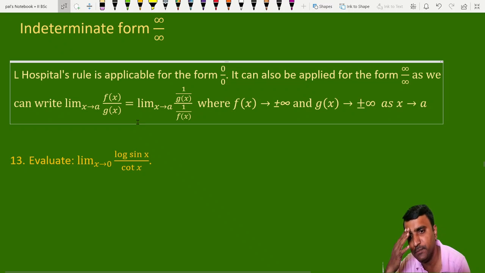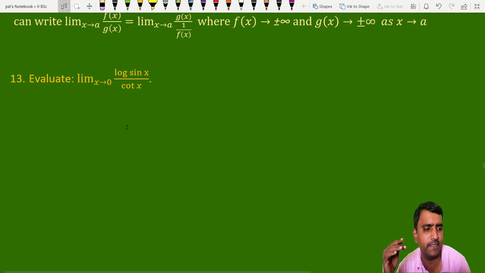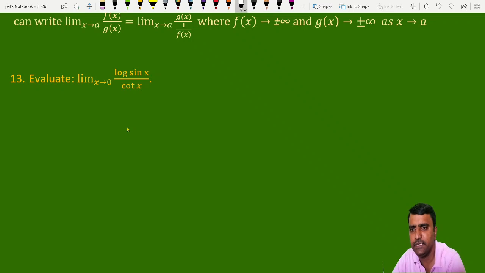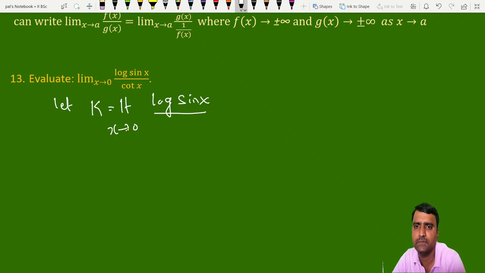Okay, so we can apply the L'Hospital rule. Let us see one such example here. Evaluate the limit of log of sin x by cot x when x tends to 0. Let k be equal to the limit as x tends to 0 of log of sin x by cot x.